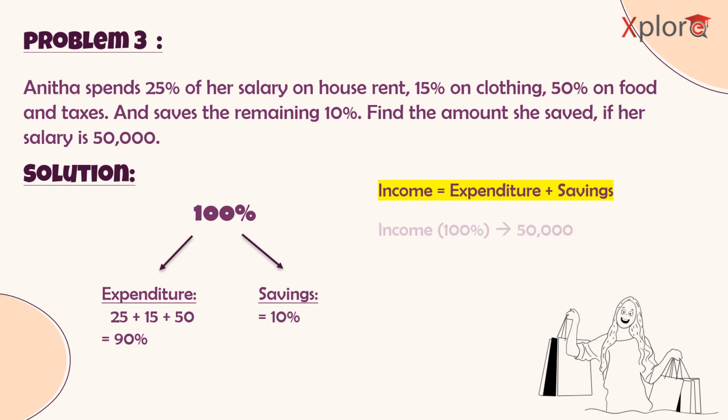And it is given that the income is 50,000. So we already considered income as 100%. The 100% value is 50,000. And we need to find out what her savings is. And we know that savings is nothing but 10%. So the 10% value will be 5,000.